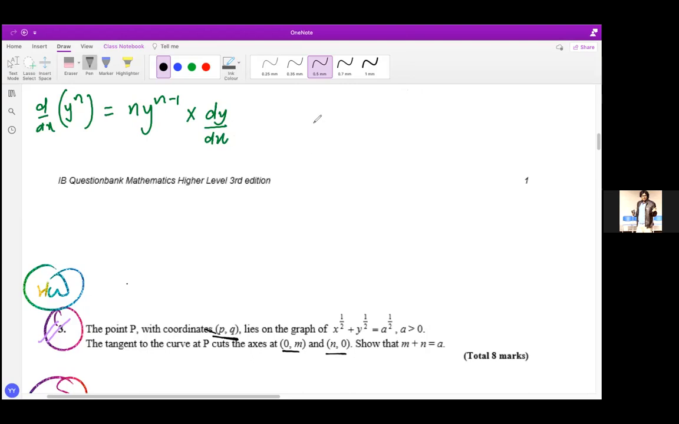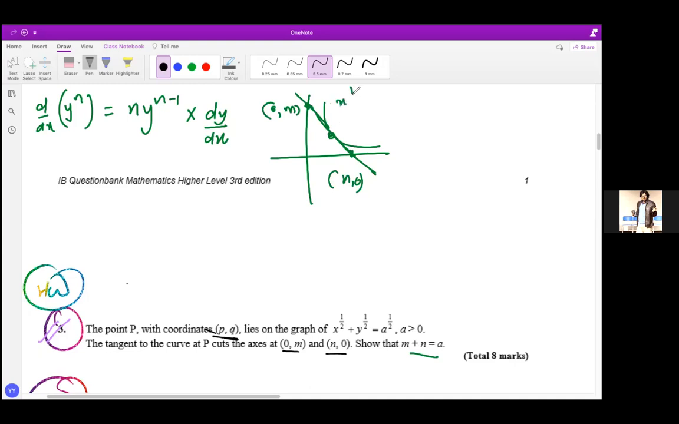Now remember, for the tangent, it's like an ideal scenario here where they have given a curve. If I draw a tangent at any point, it cuts the x and y axes. At one, it cuts at 0, n. The other one, it cuts at n, 0. And you have to show that the y and x intercepts add up to a.